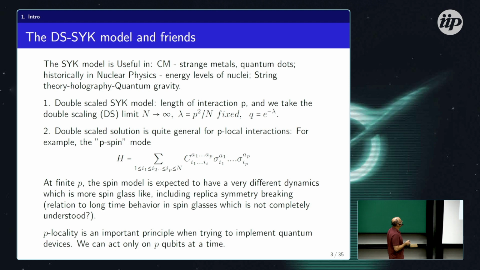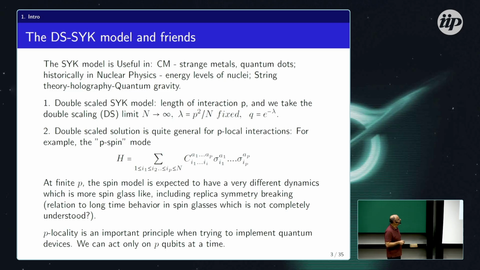Okay, so the SYK model is useful in condensed matter. It actually started its life in nuclear physics, and of course we are excited about it because of the relation to string theory via the Maldacena-Stanford, Kitaev computation. The double-scaled SYK model is, if we denote the length of the interaction by p, the double scaling limit: take n to infinity, keeping p squared over n, which I'll denote by lambda, fixed. And a parameter which will be important is q equals e to the minus lambda.